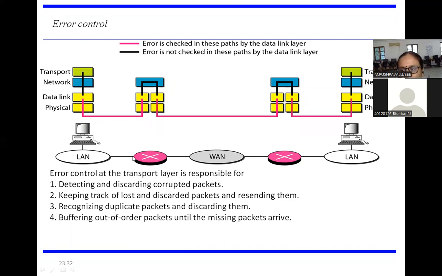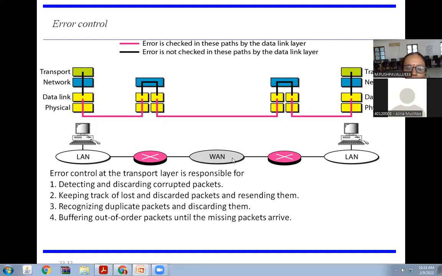We all know that when we discuss the data link layer, it is node-to-node communication. When discussing the network layer, it is host-to-host communication. When discussing the transport layer, it is end-to-end communication. End-to-end or process-to-process communication means the error control mechanism is carried out in the transport layer, checking whether all my packets are received or not.